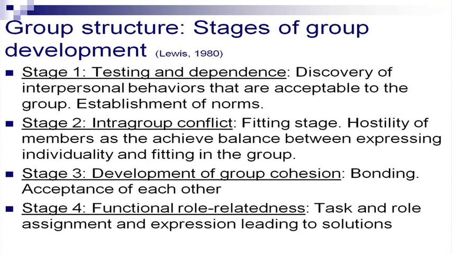In the third stage, there is development of group cohesion. We have worked out our differences, we have fit in, we have decided where we can chip away our corners, and where others can chip away their corners, and so we fit into the organization. Then comes the bonding, the acceptance of each other. And the fourth stage is functional role relatedness, which is the task and role assignment and expression leading to solutions.